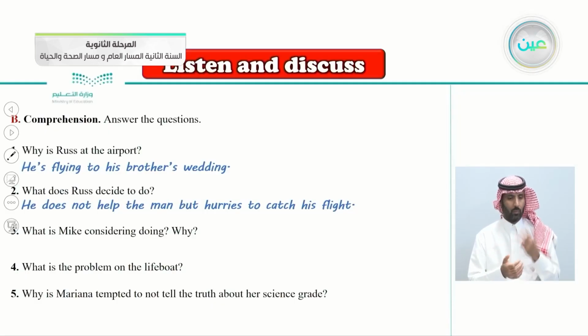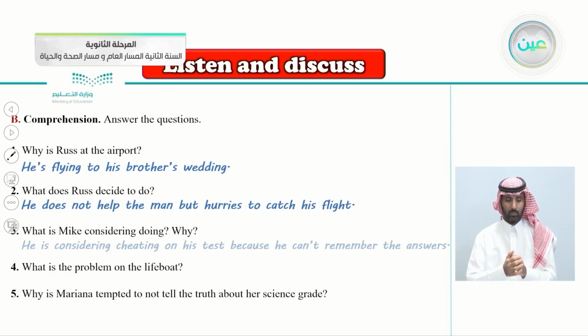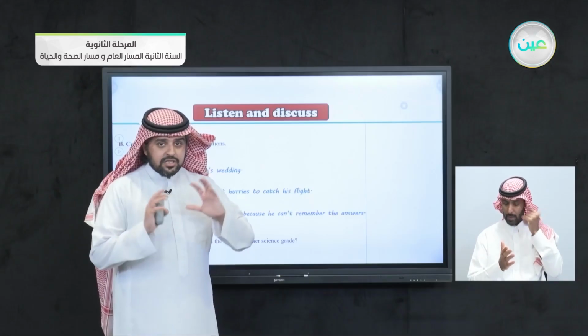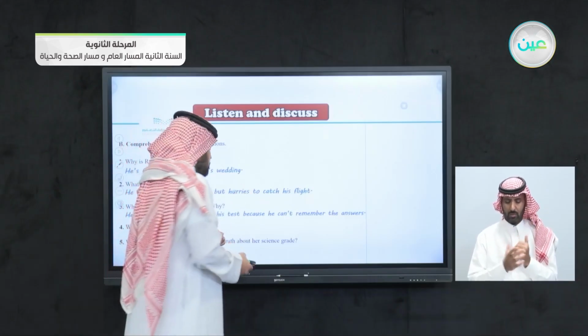Number 3, what is Mike considering doing and why in the exam? So, he's considering cheating on his test because he can't remember the answer. He is considering cheating, even though it's immoral and unethical to cheat. Why? Because he can't remember the answer. He was so confused. That's why he chose to cheat.